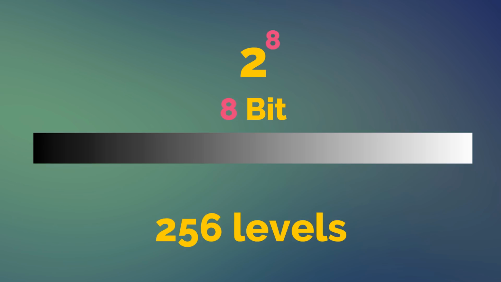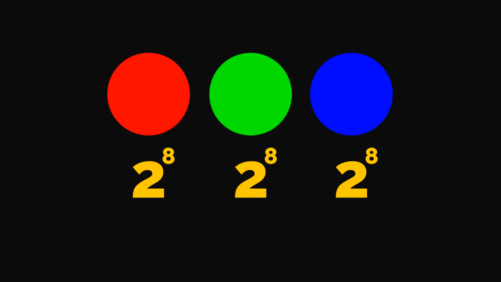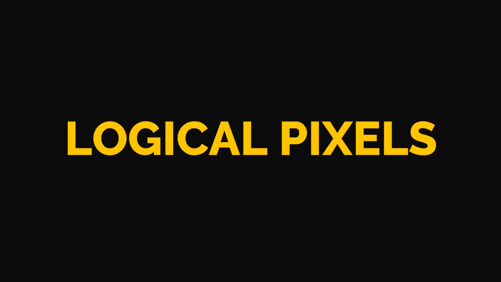To tie back in with the 24-bit color depth, this means that each channel of an RGB pixel can store 8 bits of color variation for each RGB channel. So we can conclude that the bit is defined by this exponent here. This definition of complexity for our pixels also applies to logical pixels.